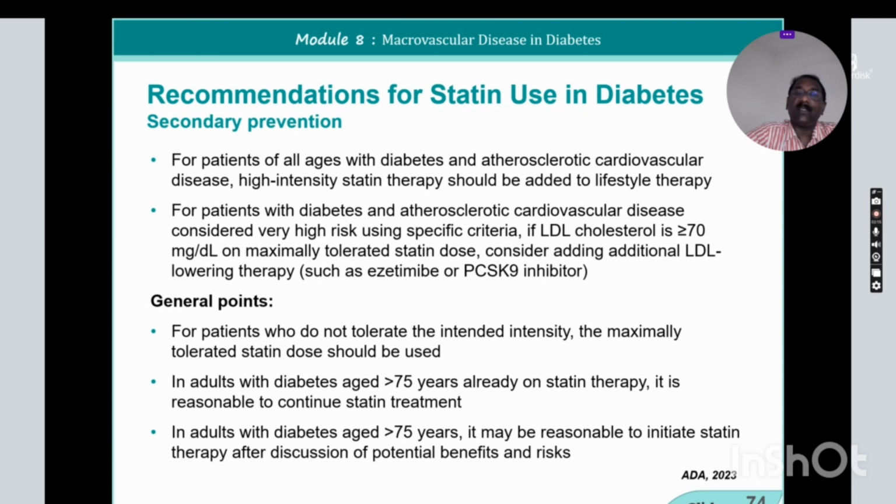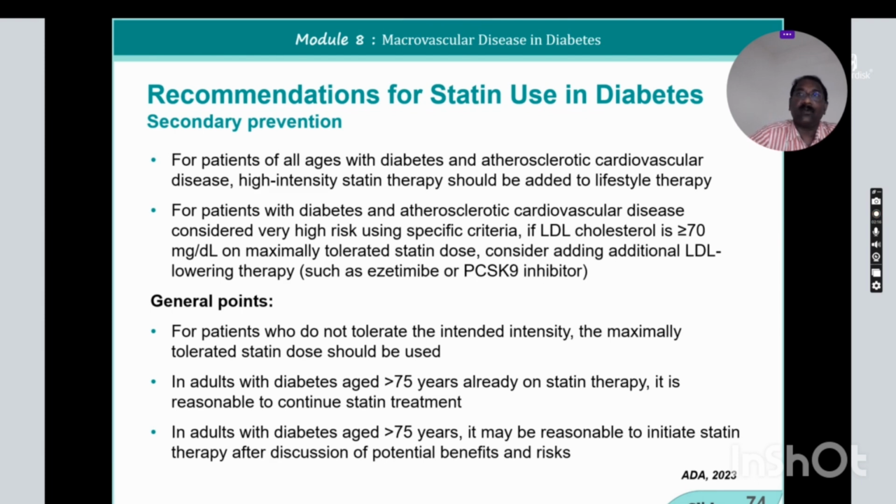For patients with diabetes and atherosclerotic cardiovascular disease considered very high risk using the specific criteria, if LDL cholesterol is more than 70 on the maximally tolerated statin dose, consider adding additional LDL lowering therapy such as ezetimibe or a PCSK9 inhibitor. This is the take home point.